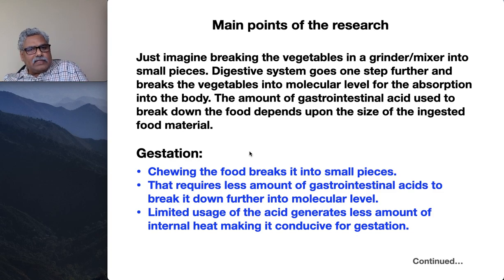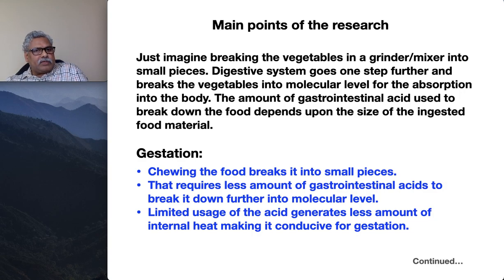So the conclusion, the main point of the research, is that chewing the food breaks it into small pieces. That requires a smaller amount of gastrointestinal acid to break it down further to the molecular level. Limited usage of the acid generates less internal heat, making it conducive for gestation.